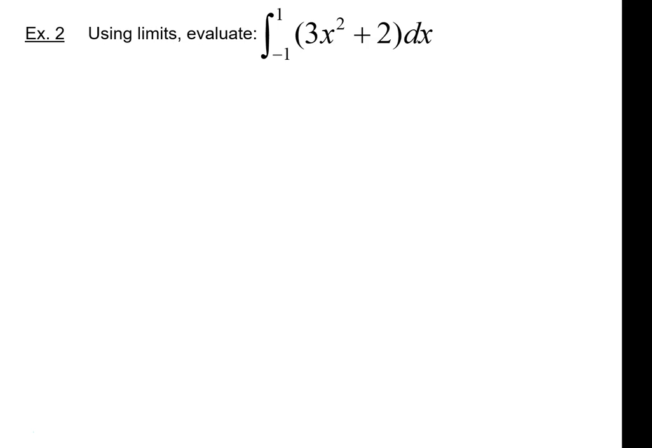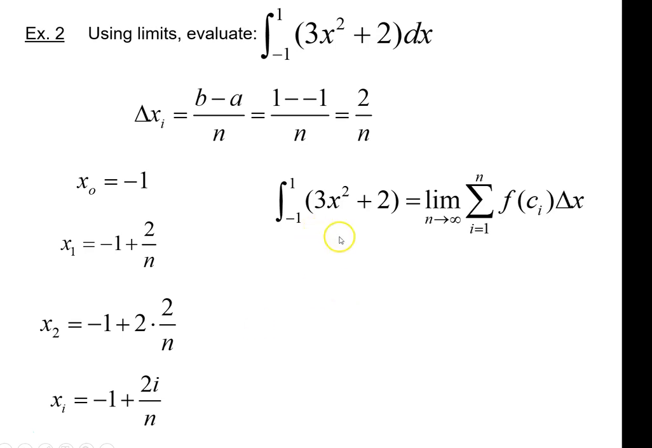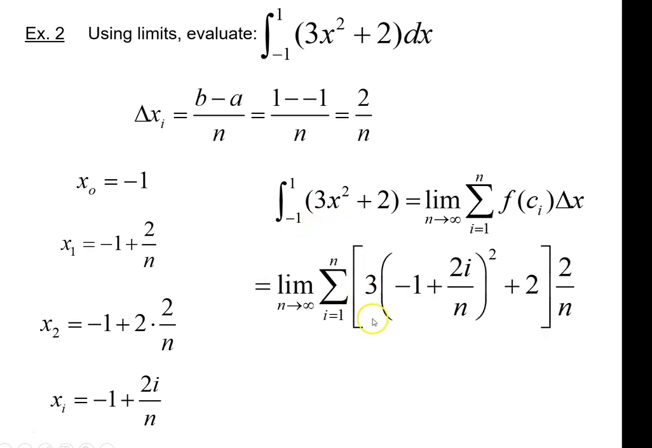Let's do another example. Evaluate the integral from -1 to 1 of the function 3x squared plus 2. So the width of each interval is b minus a over n, which in this case is 2 over n. Again, you don't have to write all this out. Just give me your x sub i expression. So remember that it's a plus the width times i. Put that into your expression for your sigma.